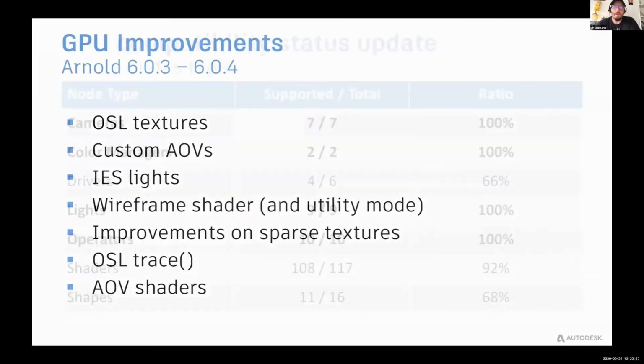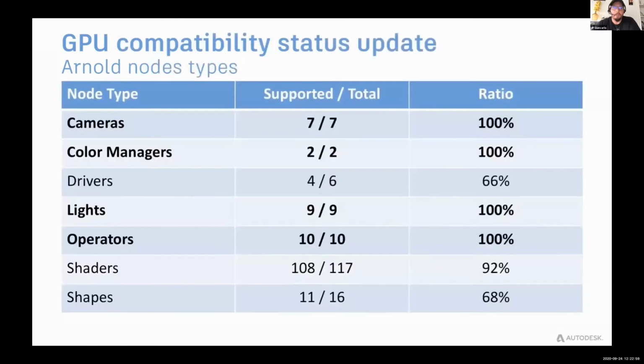On the compatibility status, I wanted to share with you where we're at now with the GPU. You might see we're very, very close to a final one-to-one, as we promised. In the cameras, we're at 7 out of 7, color managers 2 out of 2, drivers 4 out of 6, lights 9 out of 9, and so on and so forth. Shaders, we're getting close to that. We're only missing a few, as you may see here.